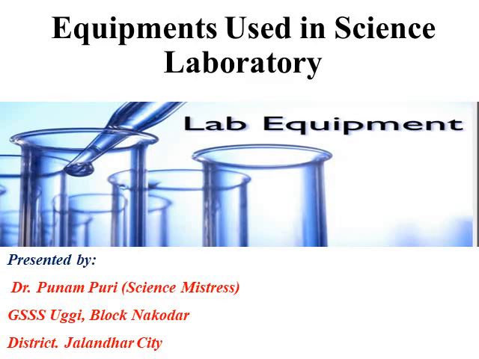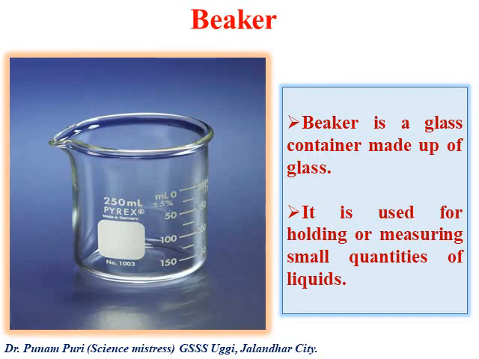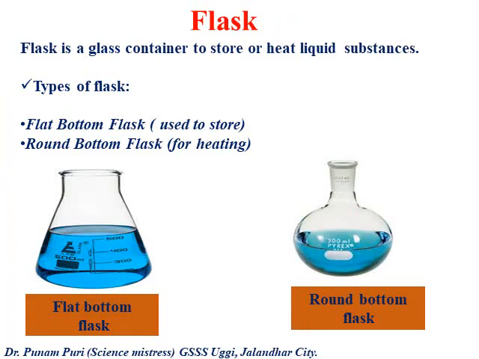I am presenting the lecture on equipments used in science laboratory. So first is beaker. Beaker is a container made up of glass. It is used for holding or measuring small quantities of liquids. Flask. Flask is a glass container to store or heat liquid substances.